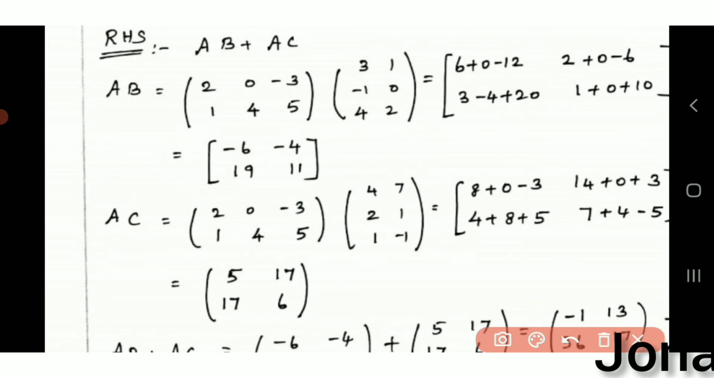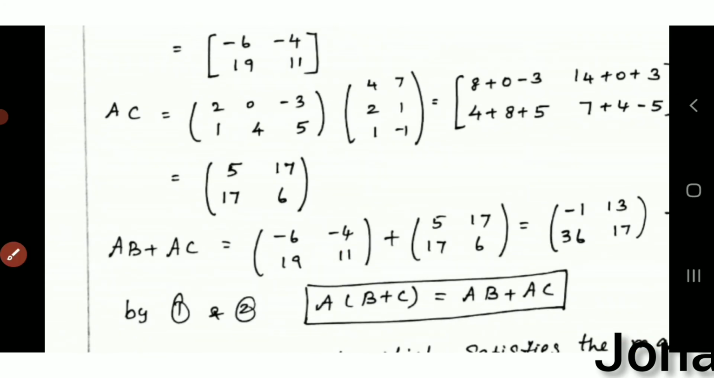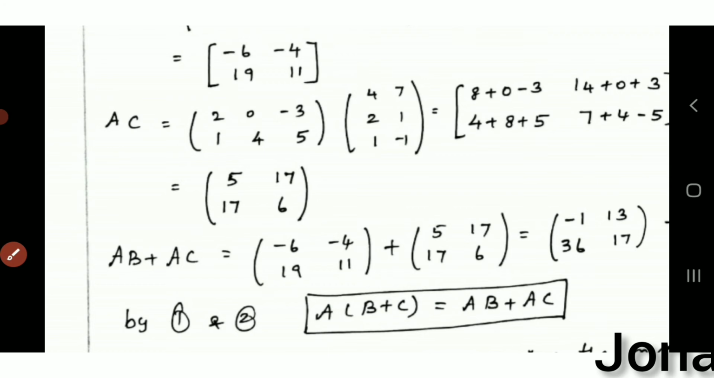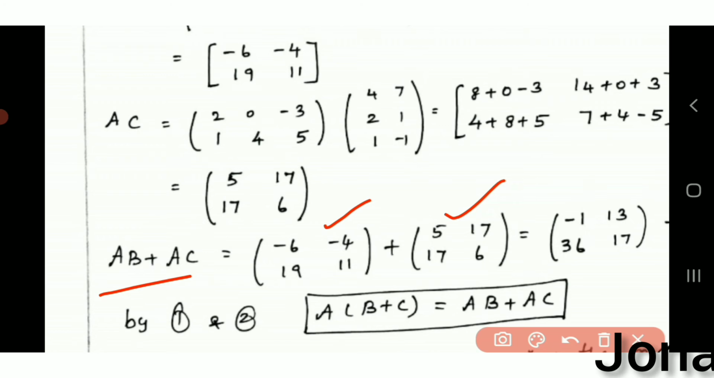Then matrix multiplication, we got the values 5, 17, 17, 6. And then we want to add both the things here. It's nothing but AB plus AC. So the AB matrix is here and the AC matrix is here. We want to add both by adding the corresponding elements.